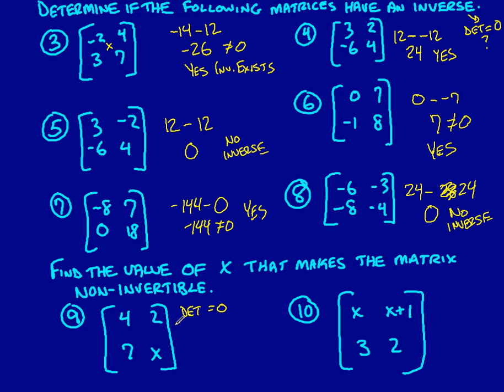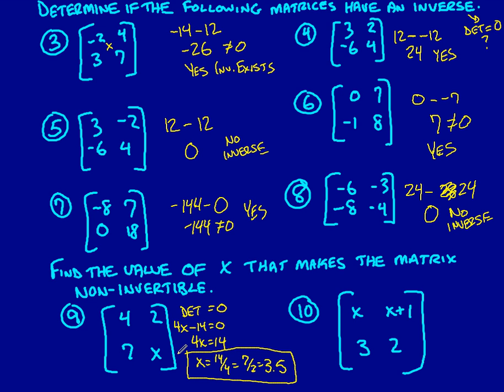So to do the determinant, it would be 4 times x, and then this guy is 14. So those are being subtracted, and they have to equal 0. So that means 4x would equal 14, which means x would equal 14 over 4, which is the same as 7/2, or that would be 3.5 if you prefer as a decimal. So it is not invertible when x equals 3.5.